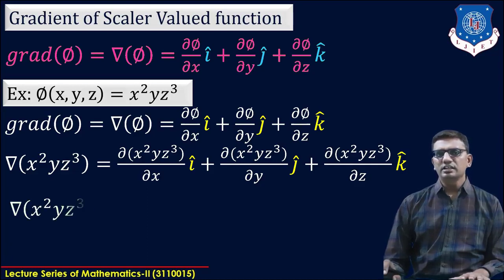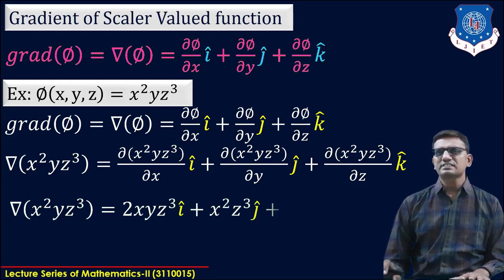Then we get the gradient of phi equal to 2x y z cube i caret plus x square z cube j caret plus 3x square y z square k caret. This is the gradient of our function x square y z cube. Here our answer is in terms of a vector function. This is our vector function in three components. First component is 2x y z cube. Second component is x square z cube, and third component is 3x square y z square.